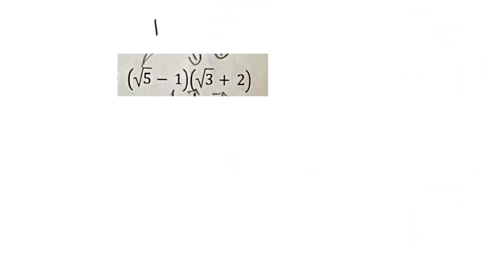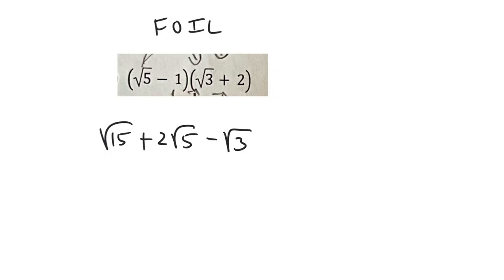Okay, my student watching did a good job with FOIL. Whenever you have a binomial times another binomial, that's a good idea to FOIL. So first times first, I think we agree would give us 15, radical 15. Outer times outer would give us a positive 2 radical 5. Inner times inner would be a negative radical 3. And last times last would be a negative 2.